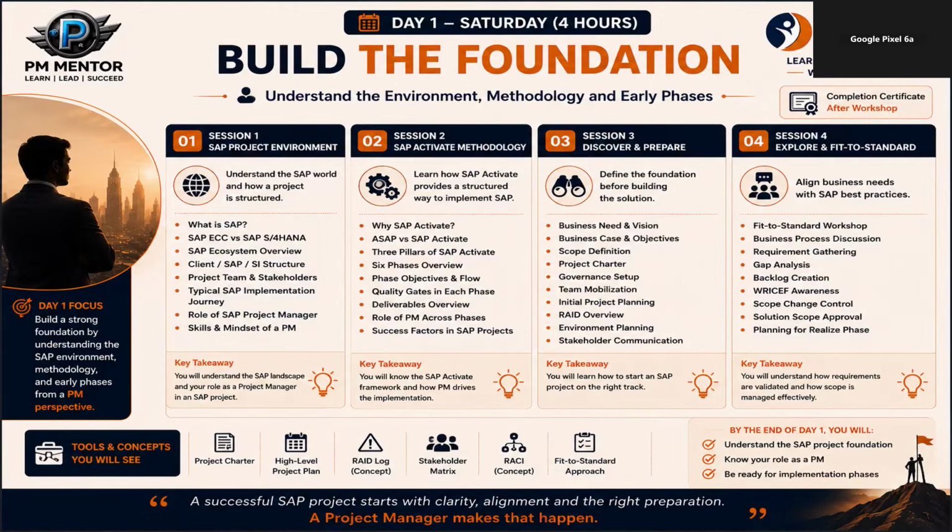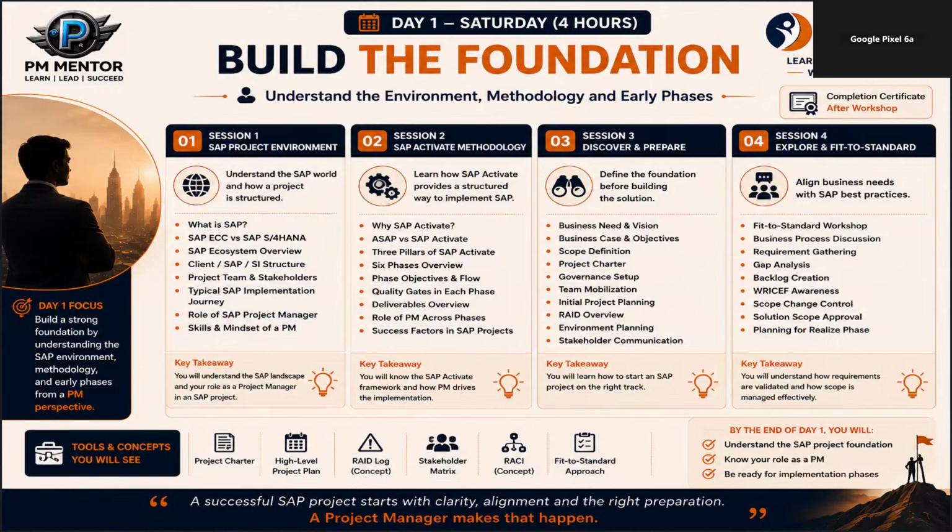Why did SAP introduce Activate? How is SAP Activate different from the SAP? What are the three pillars of SAP Activate? What are the six phases? What is the objective of each phase? What are the deliverables? What are the quality gates? And what should the project manager be doing across the phases?